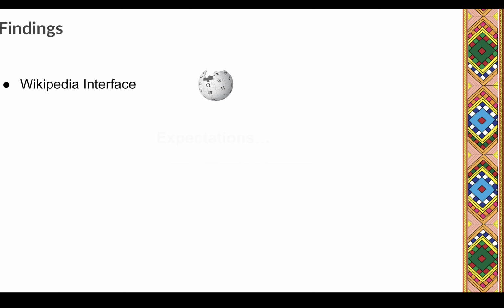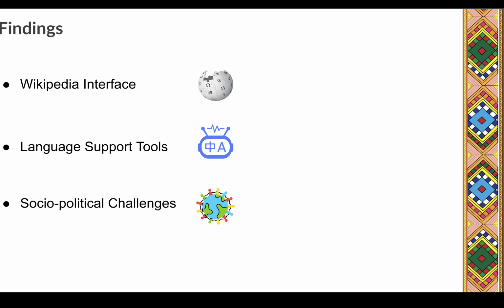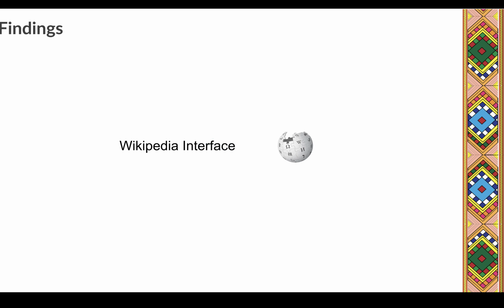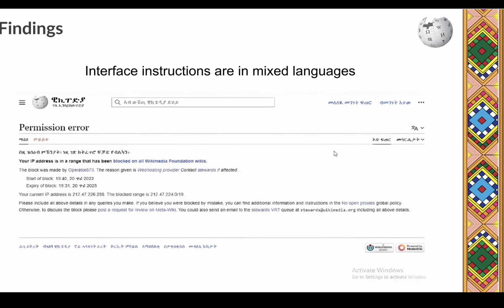But what we found is that the challenges are not limited to the Wikipedia interface, but are rather the interaction of several different challenges spanning Wikipedia's interface, language support tools, and social political challenges. I'll start with Wikipedia's interface challenges.